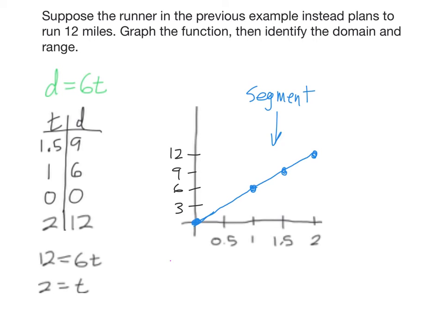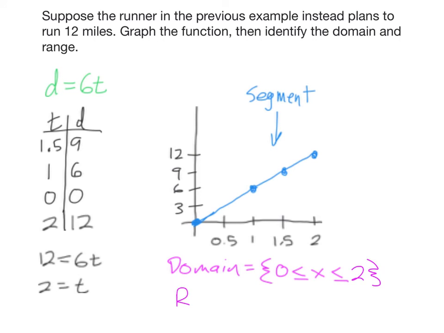Now, we can find the domain. Remember, the domain is all possible input values. Now, in the problem, they didn't tell us what our maximum possible input value was. We know we still have 0, right? You can't run for less than 0 hours. 0 is less than or equal to x, which is less than or equal to. And now, the maximum input value is 2, because if you're only going to run 12 miles, you're going to stop at 2 hours. So 2.